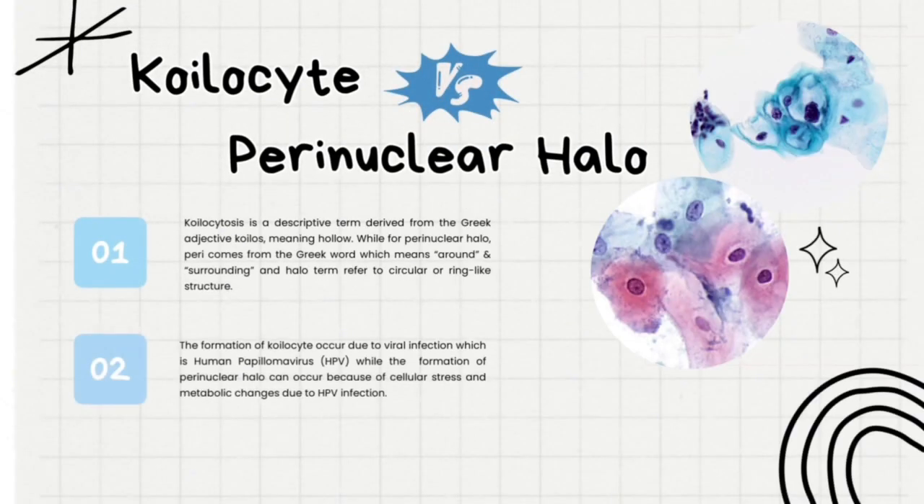So what is the difference between koilocyte and perinuclear halo? Koilocytosis is a descriptive term derived from the Greek adjective koilos, meaning hollow. For perinuclear halo, peri comes from the Greek word meaning around or surrounding, and halo refers to a circular or ring-like structure. The formation of koilocytes occurs due to viral infection, human papillomavirus, HPV, while the formation of the perinuclear halo can occur because of cellular stress and metabolic changes due to HPV infection.